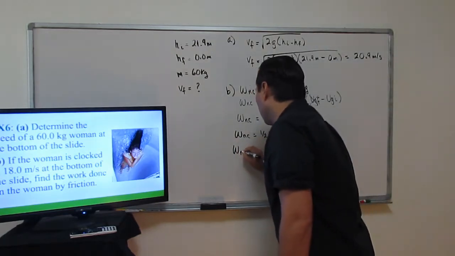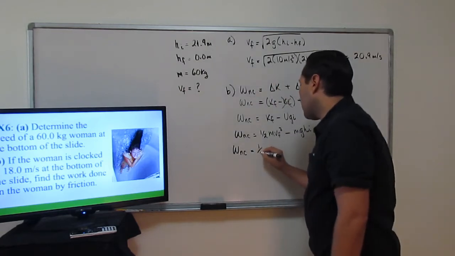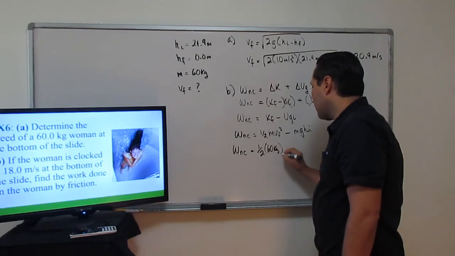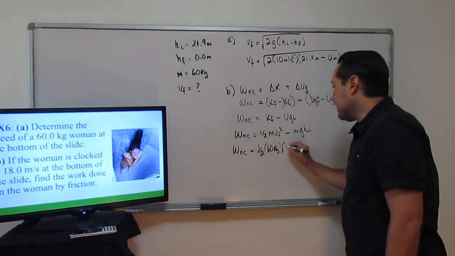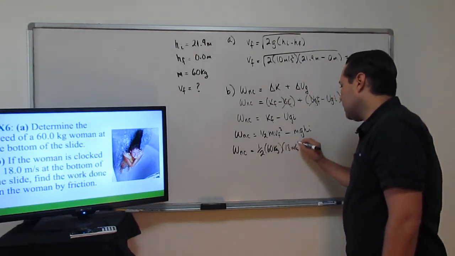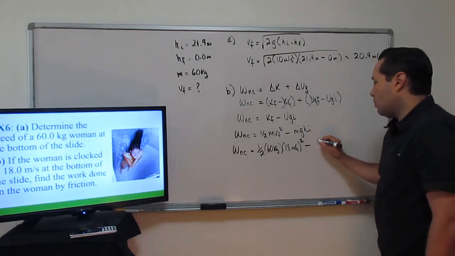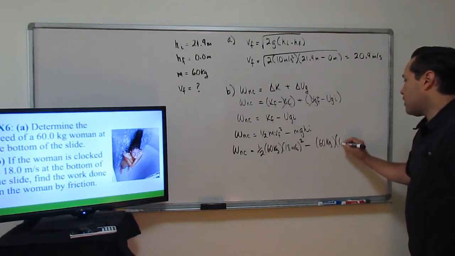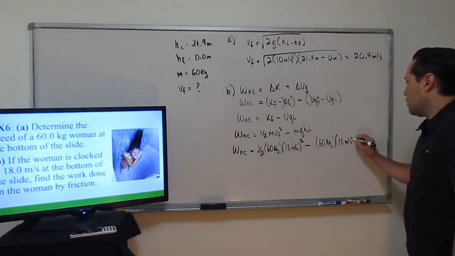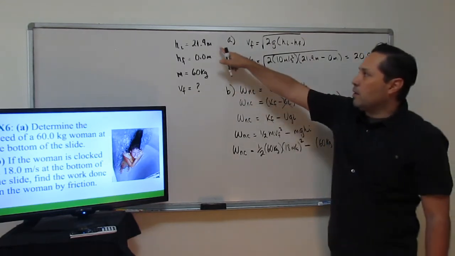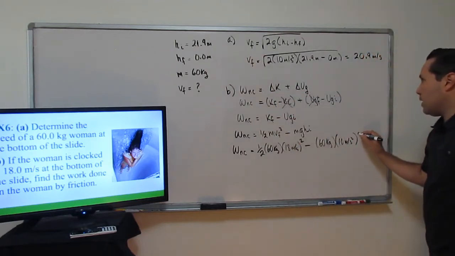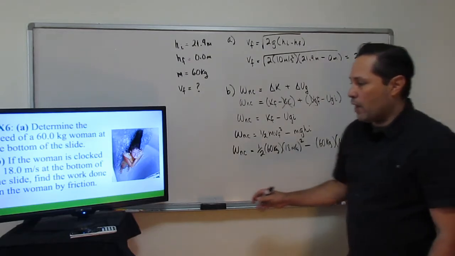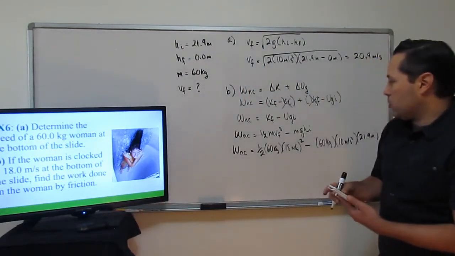So let's go ahead and do that. It's going to be 1/2, the mass of the woman was 60 kilograms, her velocity final was 18 meters per second, minus her mass was 60 kilograms times gravity times the initial height. The height of this water slide is 21.9 meters. Alright, so there's all of our values. I'm going to go ahead and plug them into our calculators and go ahead and solve.